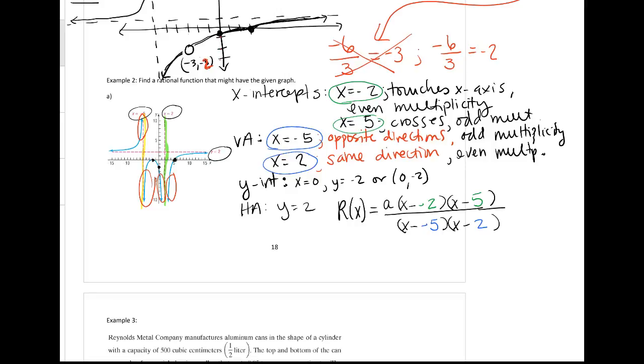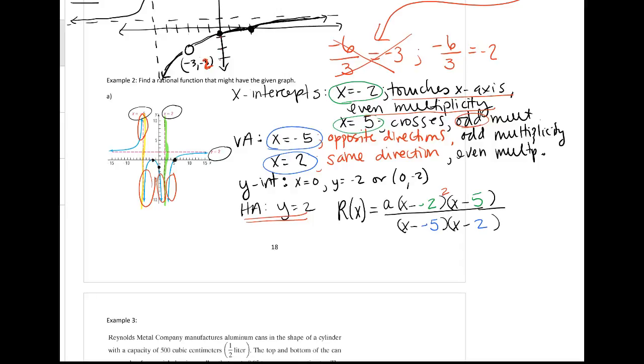So the next, I've taken care of the x-intercepts, I've taken care of the VAs, okay? Now for me to have an HA, so this is important right here. For me to have an HA of a constant value, the degree on the top and the degree on the bottom must be identical. So at x equals -2, it says I should have an even multiplicity. I'm always going to give myself the smallest even multiplicity, which is 2. And at x equals 5, it says I should have an odd multiplicity.